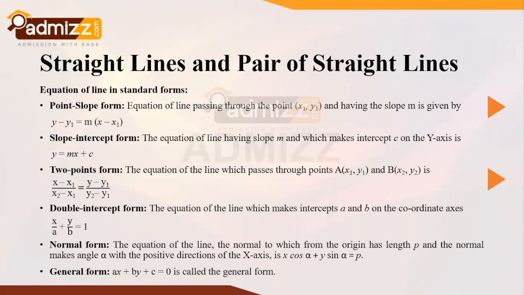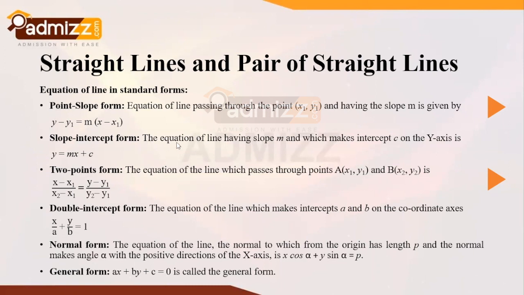Okay, so the equation for the slope point form, or point slope form, we can write as y minus y1 is equal to m into x minus x1. Okay, so this is the equation to note down.